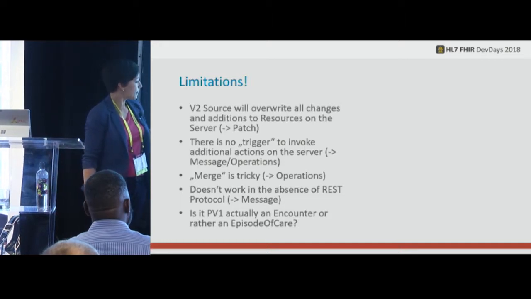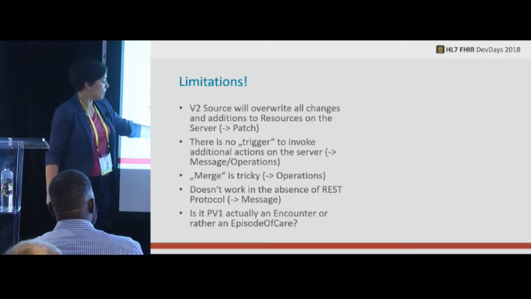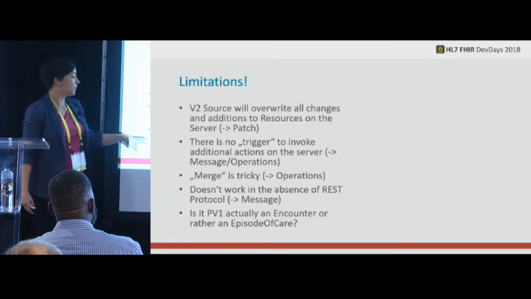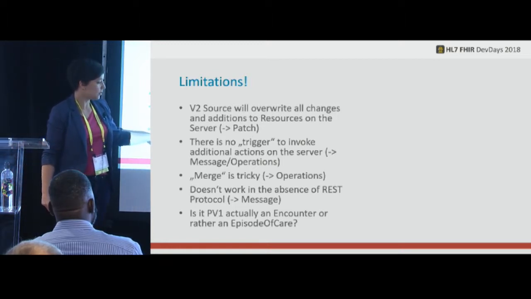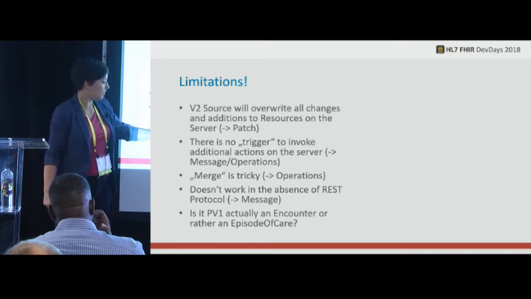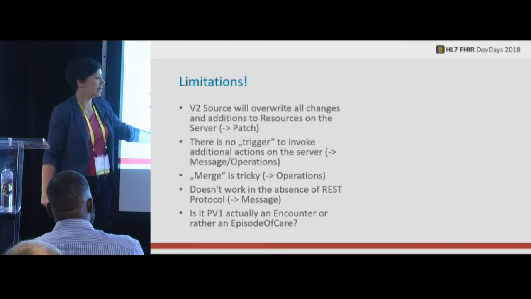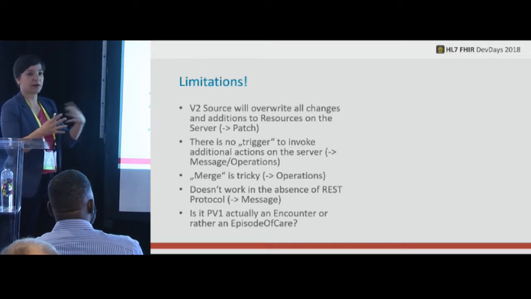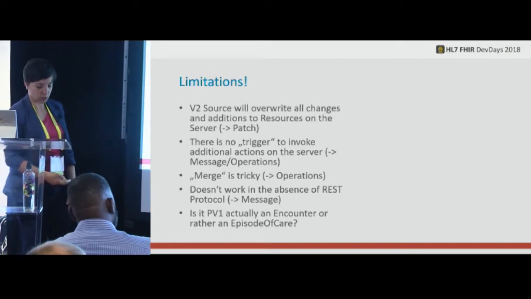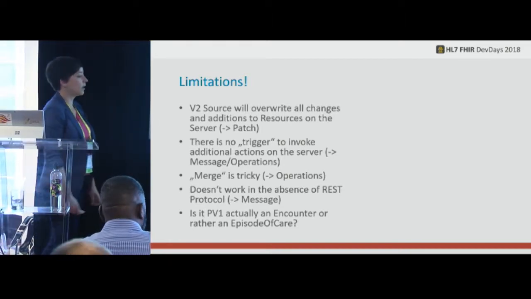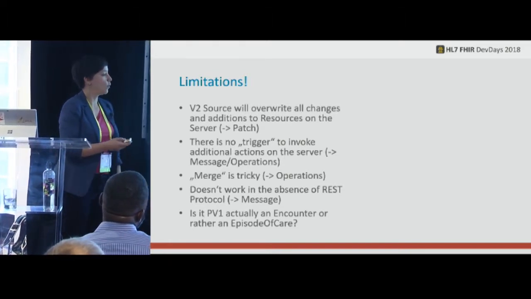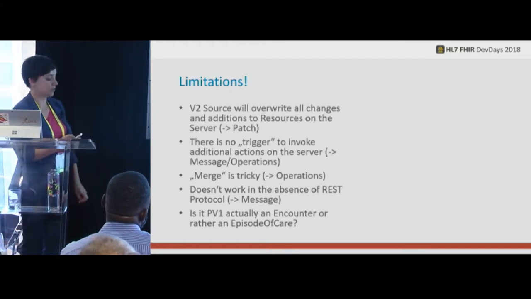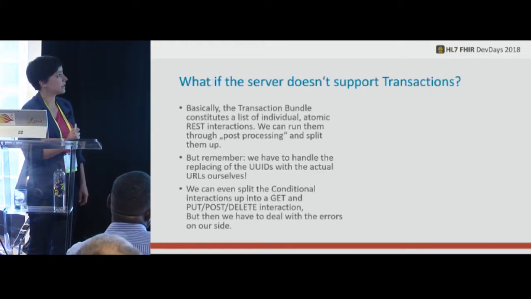Then the next problem is that when mapping from version 2 to FHIR, it's pretty inaccurate to decide whether our PV1 information is actually an encounter or an episode of care, because these two concepts have been pretty much collapsed in FHIR. There was no differentiation between the two. So this might, in some cases, be a little bit problematic to decide what it is that you actually have in this version 2 message.